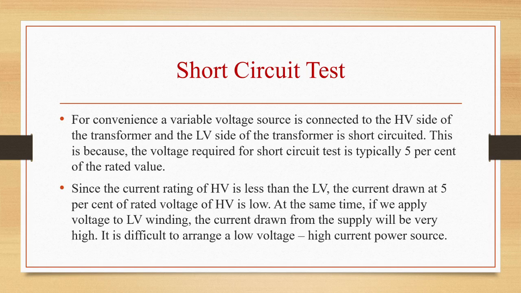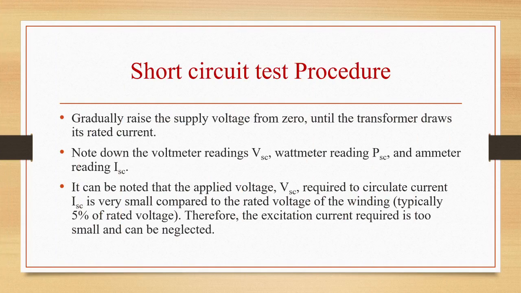For convenience, a variable voltage source is connected to the HV side of the transformer and the LV side of the transformer is short circuited, because the voltage required for short circuit test is typically 5% of the rated value. Since the current rating of HV is less than LV, current drawn at 5% of rated voltage of high voltage will be low. At the same time, if we apply voltage to LV winding, current drawn from the supply will be very high. It is difficult to arrange a low voltage high current power source. So we are short circuiting the LV side and giving the meters to the HV side.